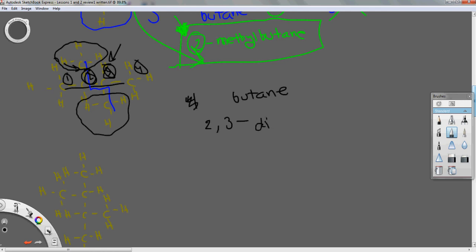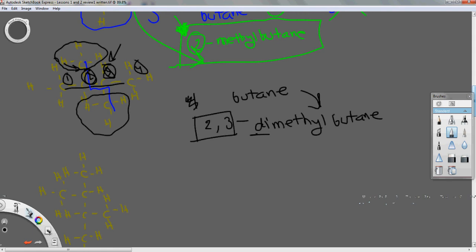you call it dimethyl, signifying that both of these branches are methyl groups. Let's see what else. Alright, and then we include the butane. So the name of this compound is 2,3-dimethylbutane.